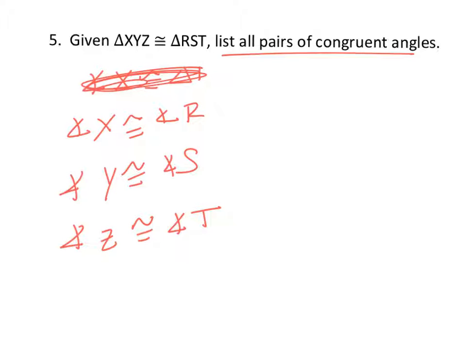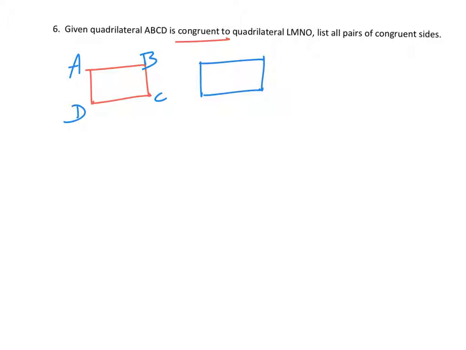Order matters. Okay, so this one, we're going to list all pairs of congruent sides. We could do it without drawing the pictures, but I'm going to draw the pictures for you, just to make sure. Now, it says they're congruent, so that means they're the same size and shape. Don't make fun of my art here. So we're going to draw them. A, B, C, D. Don't zigzag. And then we have L, M, N, O.